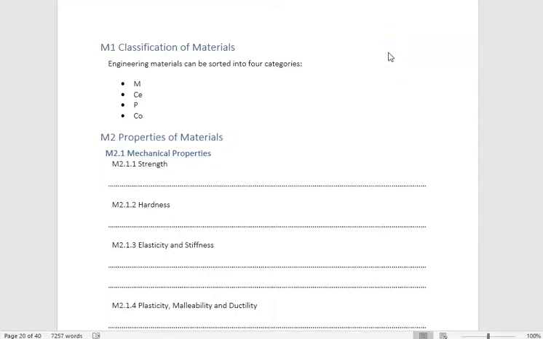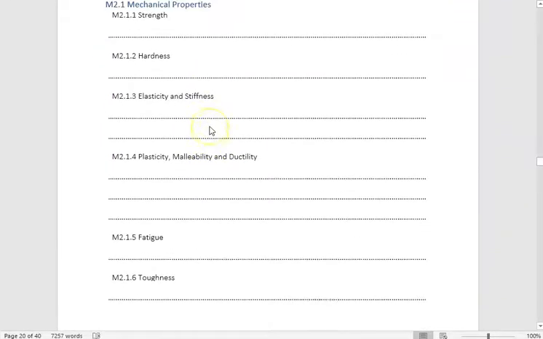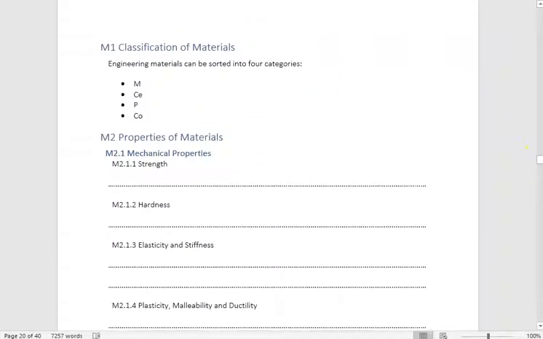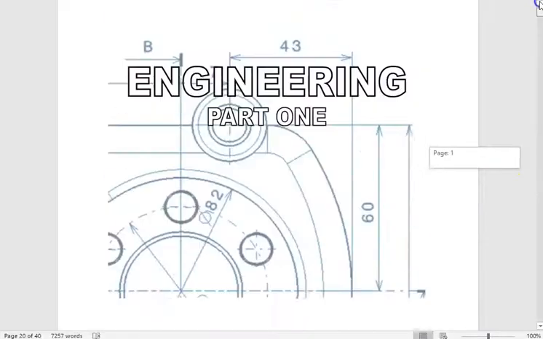In this video, I'm going to introduce materials for Chapter 1 of Year 11, or the Preliminary HSC for Engineering Studies. I'm going to look at what we're going to cover, and then I'm going to go over M1 and M2.